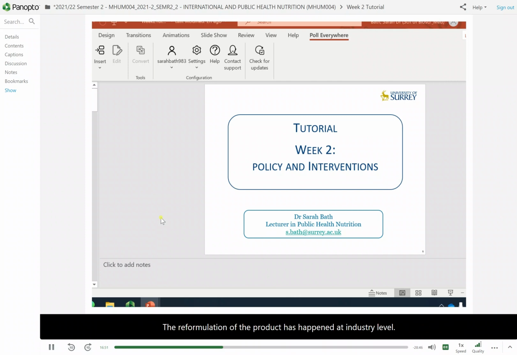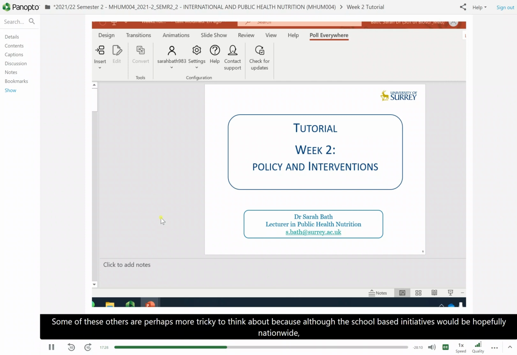The reformulation of the product has happened at industry level. It's then available nationwide in that product. So a reformulation of a soft drink or whatever has happened, and then what that individual can drink is on the shelf, independent of what they choose to drink, in terms of their behaviour. That's changed at a higher level. And lots more people have put reformulation, which is also correct. So that is also an example of a policy that's affecting intake upstream, in terms of beyond control.